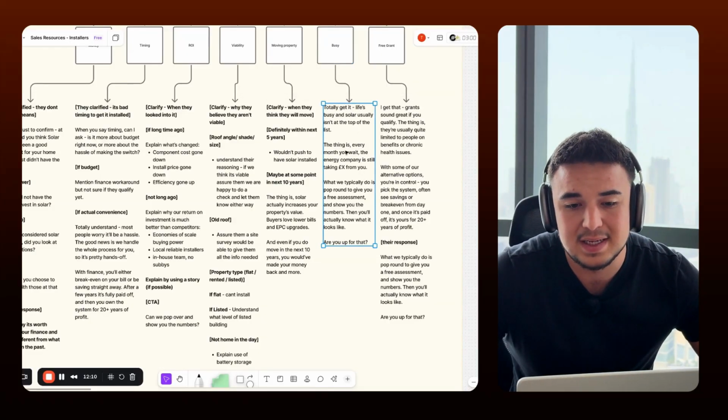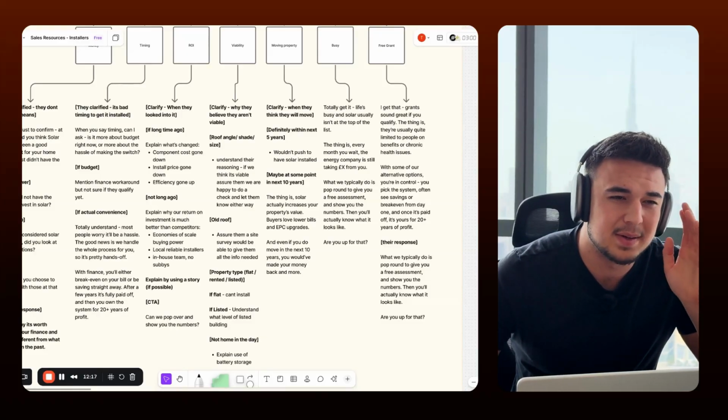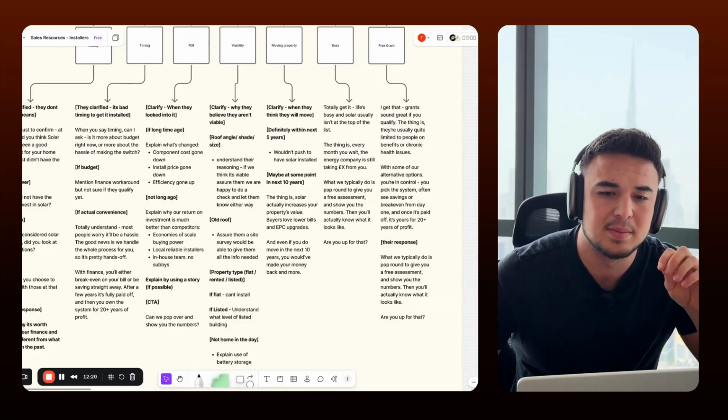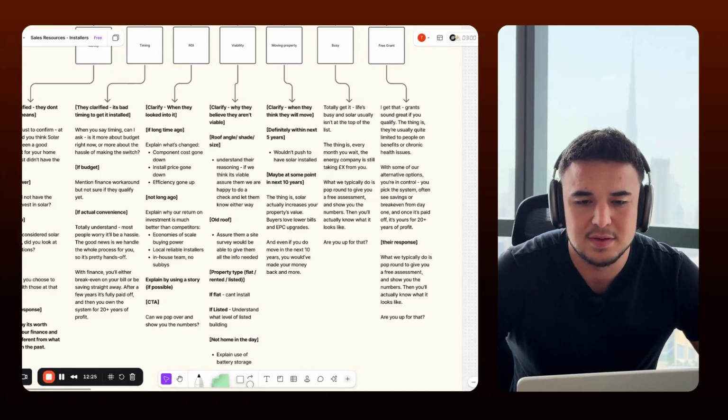Next one is busy. And busy means that they just haven't looked into it because they've been so busy. But it's not necessarily a bad thing because they've now inquired and they're looking into it. So it's actually quite a good reason for not looking into it.